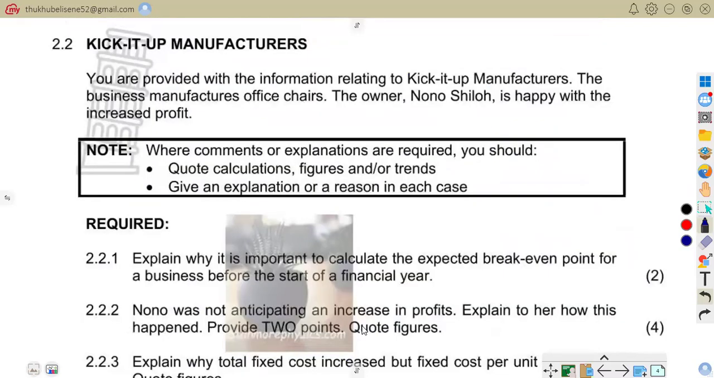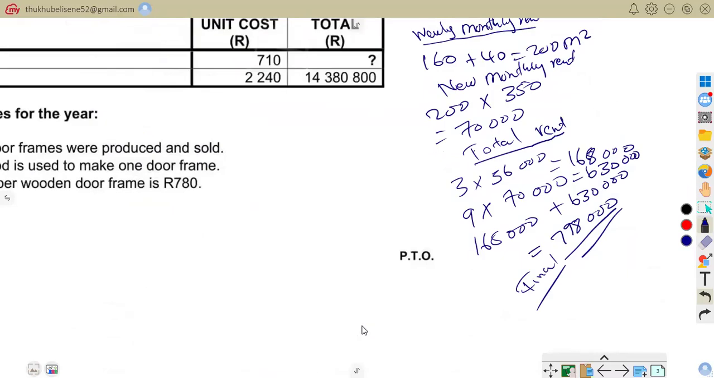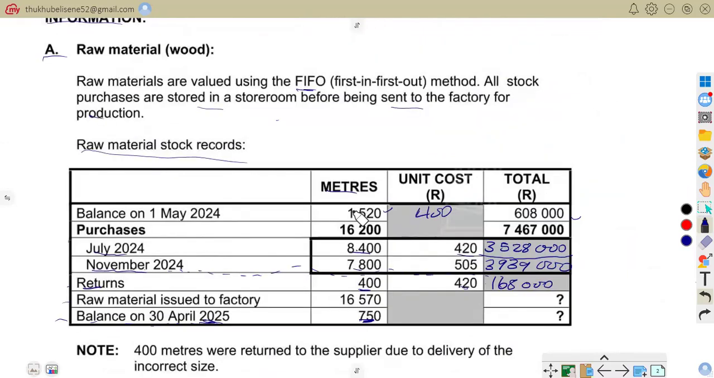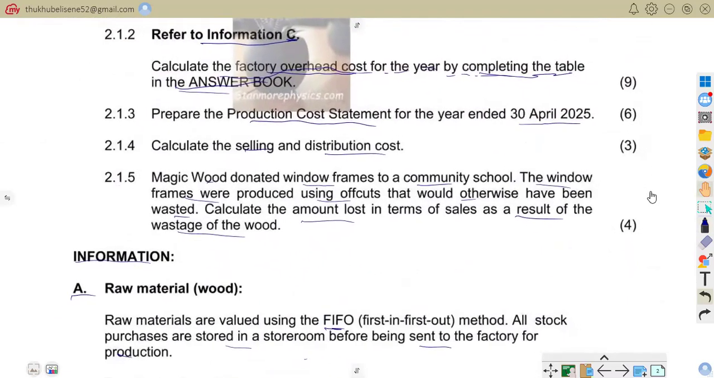So now let us go to another question. Remember, we are asked to calculate the production cost statement for the year ended 30 April. So let us be on the production cost statement right now.